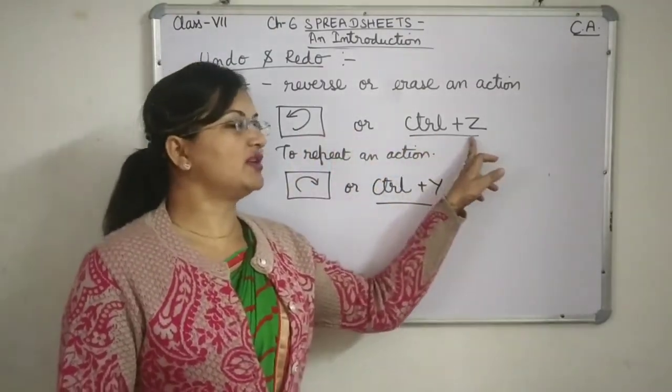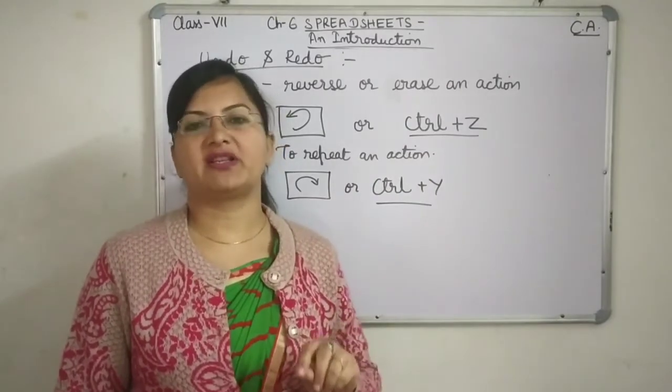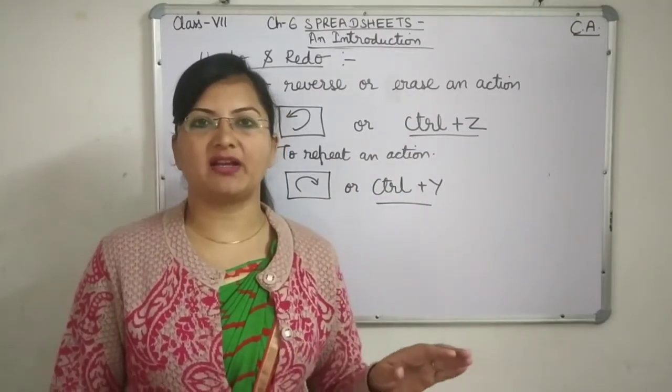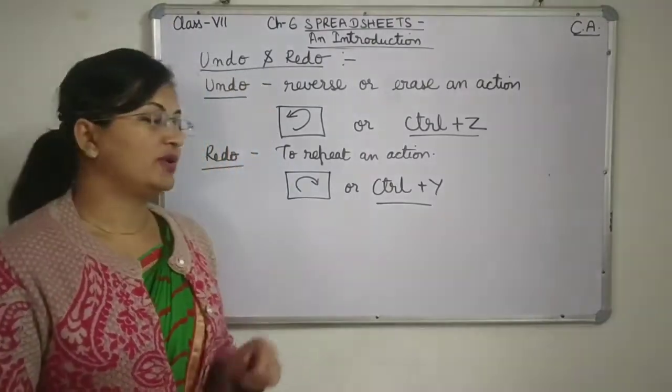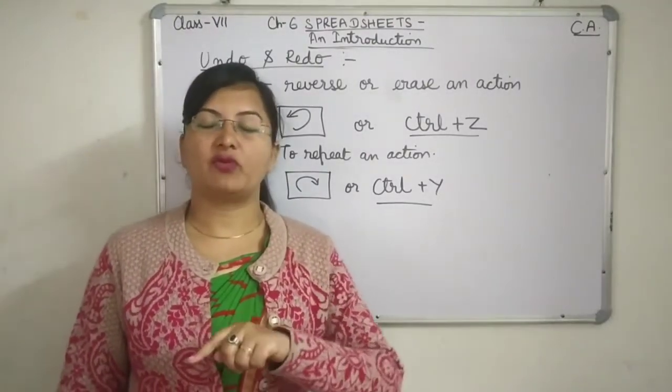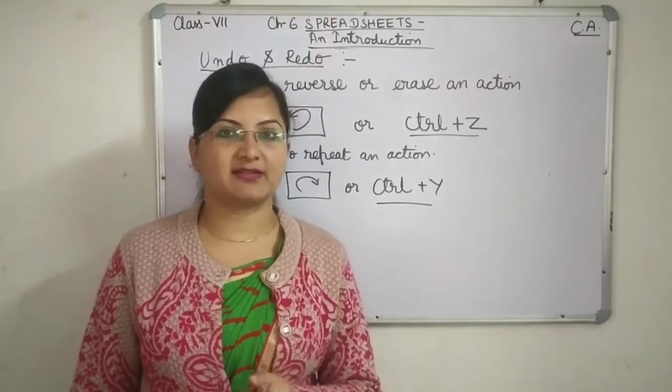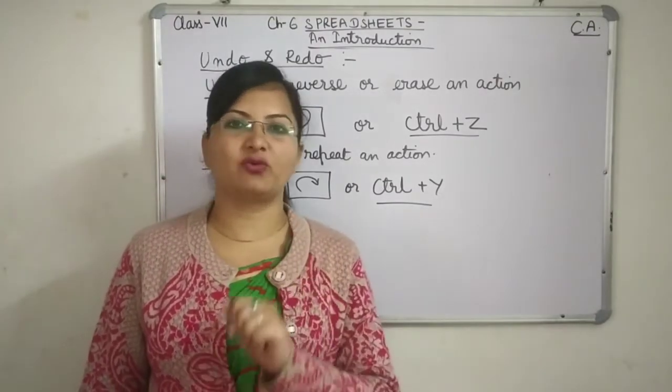Or you can also use Ctrl Z. You can press Ctrl Z many times so that whatever you have written will be erased. Now, if you want whatever you erased back because it was correct, then you can use the redo option.